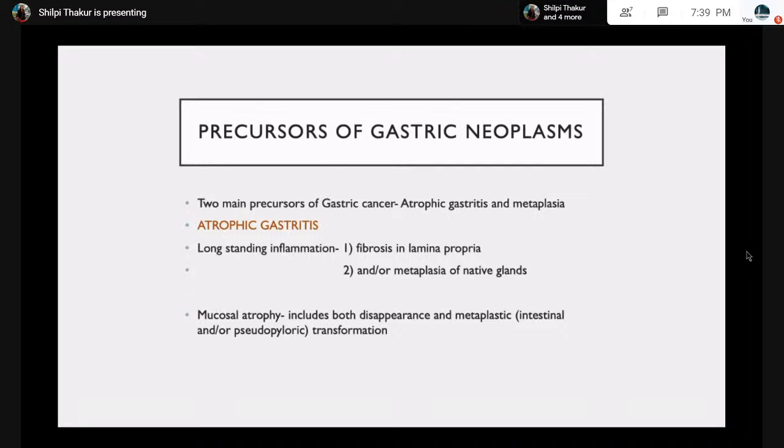what is the cause behind it? Long-standing inflammation. Inflammation can occur due to infection by H. pylori. This causes fibrosis in the lamina propria and/or metaplasia of the native glands. Both of these are important. Now, this mucosal atrophy will lead to both the disappearance of the glands as well as metaplastic transformation. I'll deal with the metaplasia in much more detail later in my presentation.